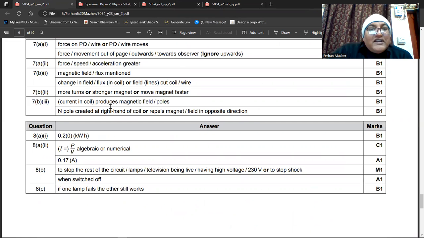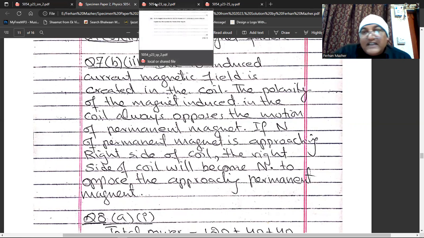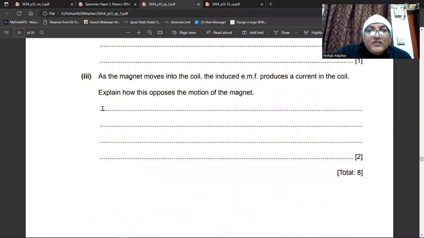This is done. Current in the coil produces a magnetic field or poles, a north pole created at the right hand of the coil, which repels the magnet field in the opposite direction. Hopefully you understand. The answer is right in front of you.